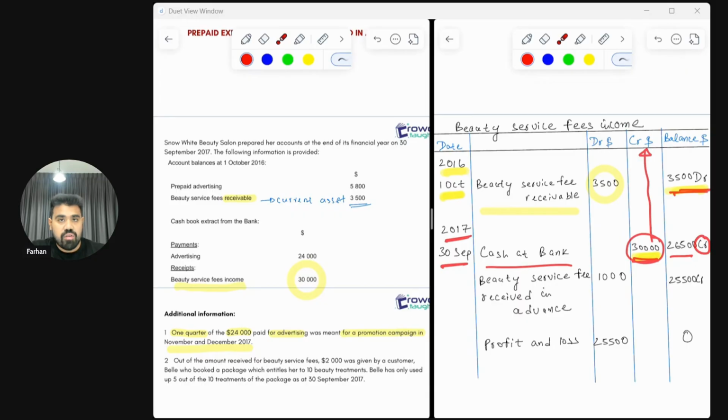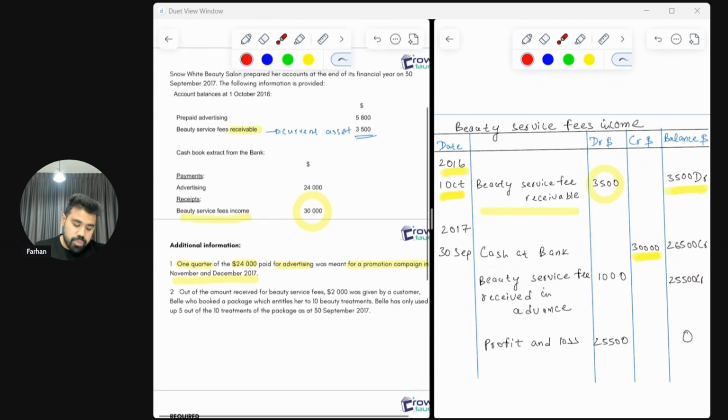So $26,500 credit is what we're left with, okay? Now, let's look into the additional information. Number 2, out of the amount received for beauty service fees, $2,000 was given by a customer, Belle, who booked a package which entitles her to 10 beauty treatments. Belle has only used up to 5 of the 10 treatments of the package as of 30 September 2017.